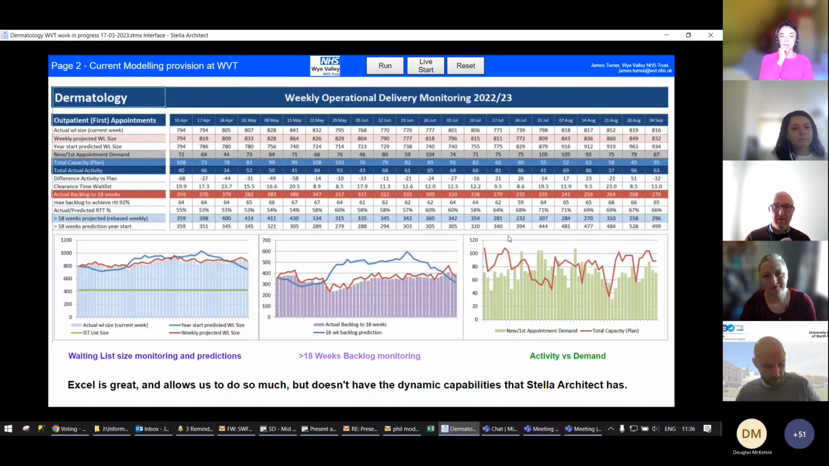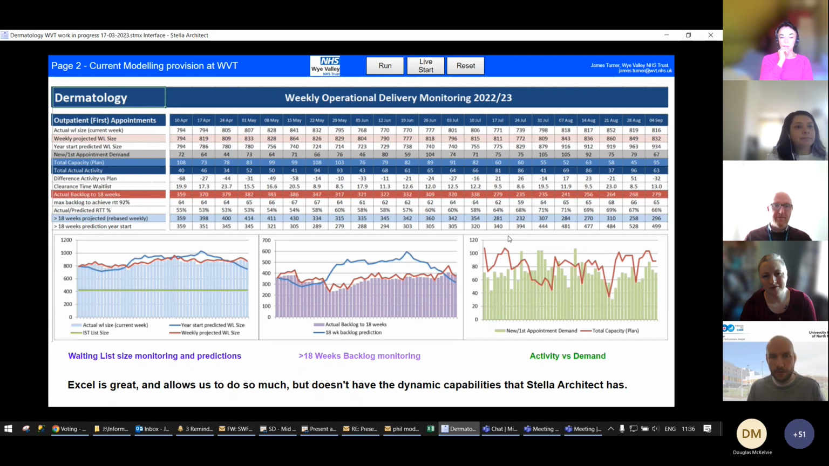with Stellar Architect. So again, here's just a very quick view of what we currently do for dermatology. We do this for all specialties within the organisation, and that's the end result of our weekly operational delivery tool from the financial year 22-23.